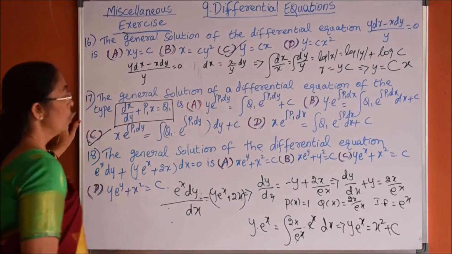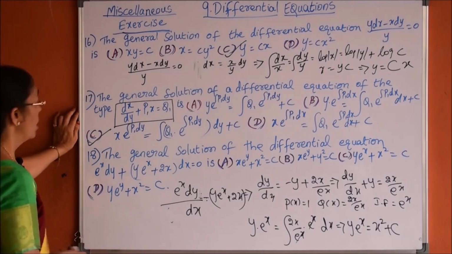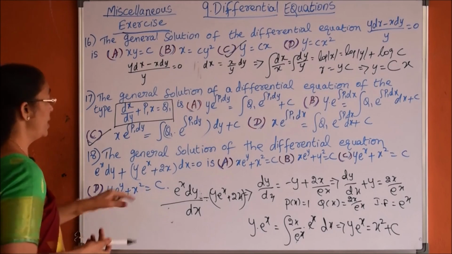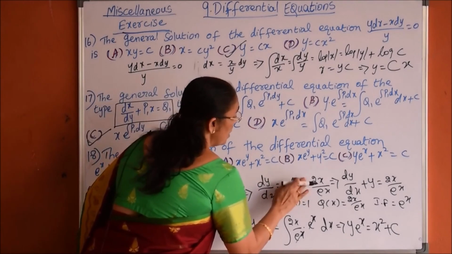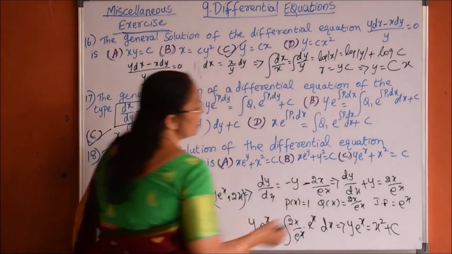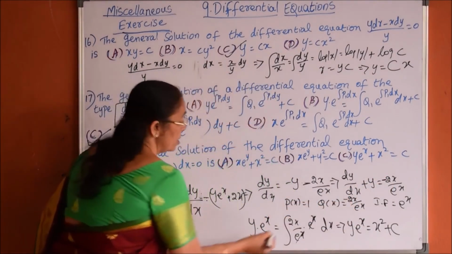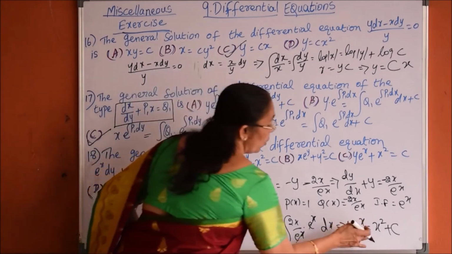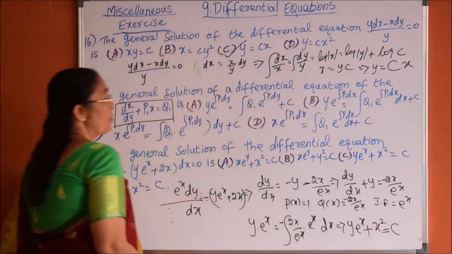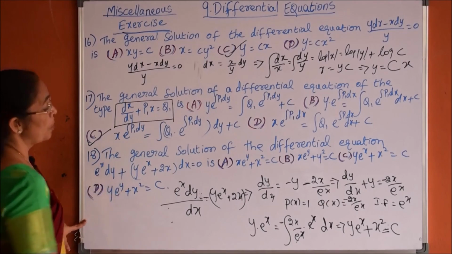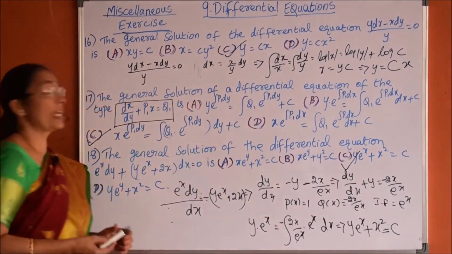Let us check the options. y e power x is equal to x square plus c. There should be a negative sign, yes, we forgot one negative sign. Here this minus sign is there, so this negative will come for both the terms. So q of x is minus 2x by e power x, negative is there here. So you will get y e power x plus x square is equal to c. So which option? I think option C, y e power x plus x square is equal to c. So option C is the correct answer.